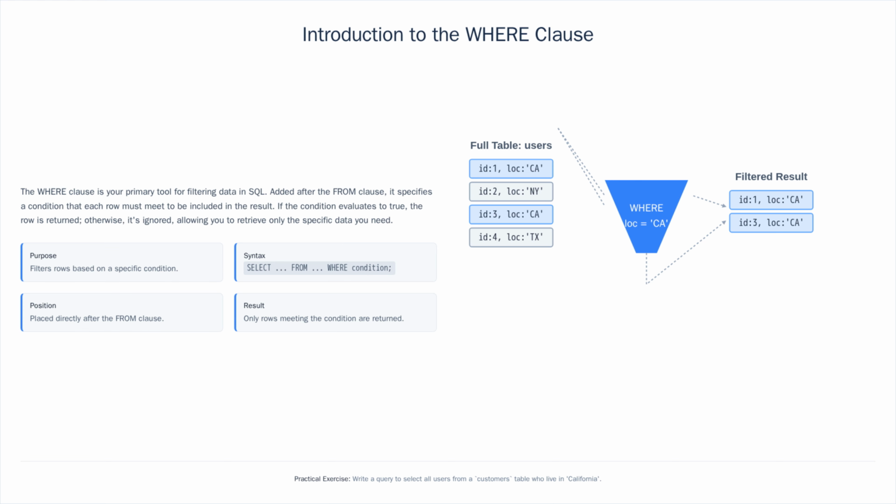The WHERE clause is your primary tool for filtering. It's added after your FROM clause and specifies a condition that each row must meet to be included in the result set. If the condition evaluates to true for a row, that row is returned. If it's false, the row is ignored.